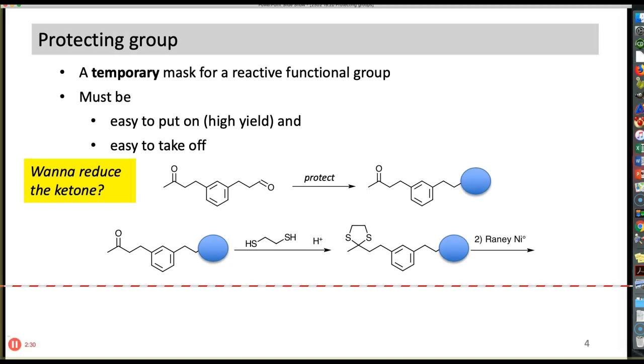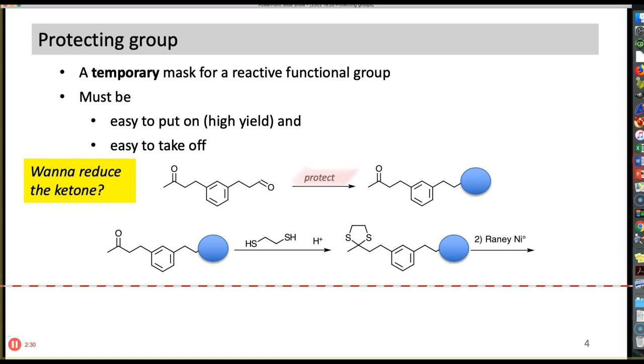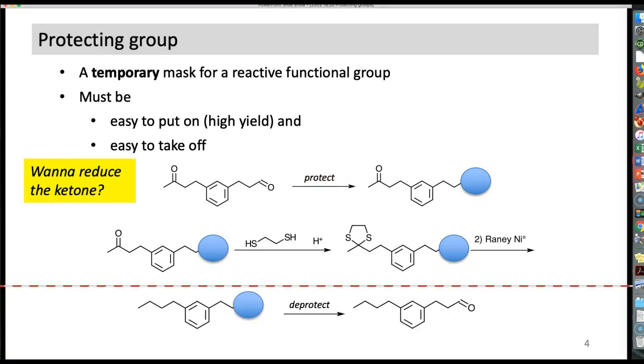So let me just make this kind of clear here. This is the protection stage. This now is carrying out the reaction I wanted to do in the first place, and then after I've done my reduction and everything's complete, I do my deprotection. So that's the strategy behind using protecting groups.